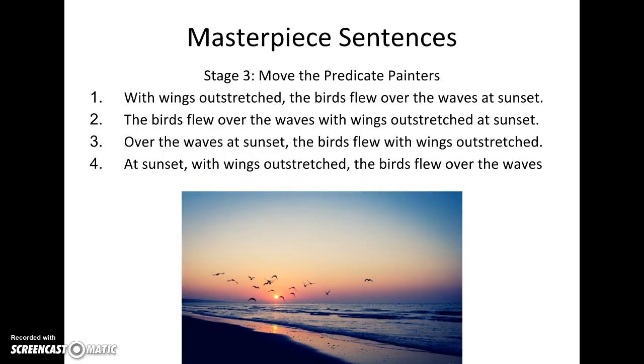Number 3, moving the predicate painters. So the predicate painters being exactly what we were talking about, the how, what, when, why, things like that. So here are 4 examples of how I would move around various adverbs, adjectives, moving around the predicate, using different adjectives to describe the setting of what's going on in my picture.